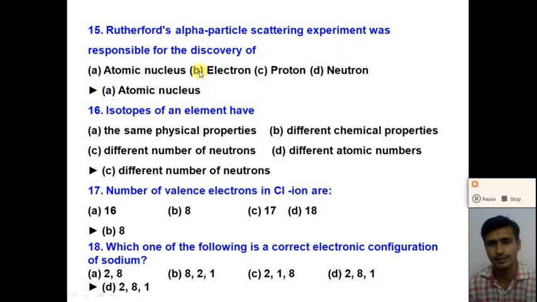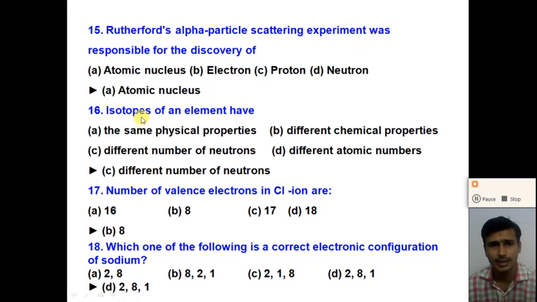So here we can say that Rutherford's alpha particle experiment is responsible for the discovery of the atomic nucleus. From the Rutherford model we can say that very few alpha particles bounced in the backward direction. So Rutherford stated that inside the atom, at the center, the atomic nucleus is there.